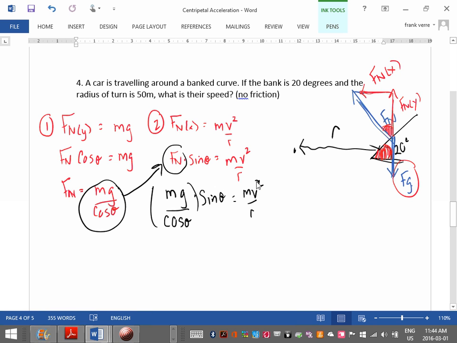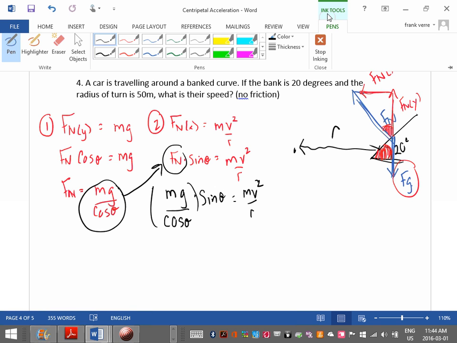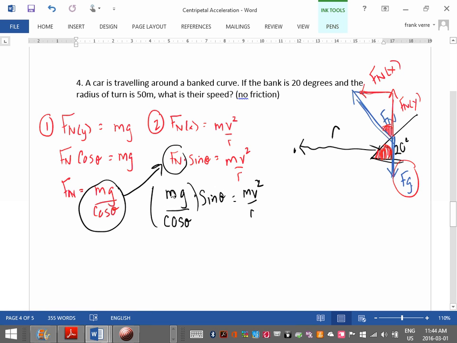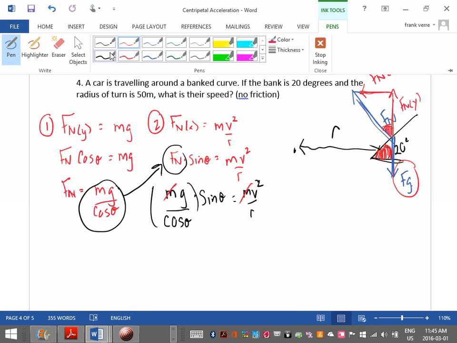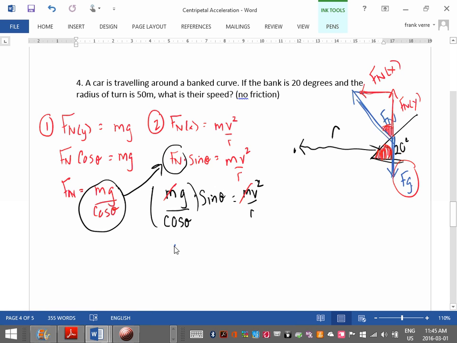You notice something? What cancels out? Mass. So in any bank curve scenario with no friction, mass is not going to play a role. It's not important. Okay? So this is what you're left with. You're left with g sine theta over cosine theta. But you know what sine theta over cosine theta is, right? It's what? Yeah, it's tan theta. So g times tan theta is equal to v squared over r.